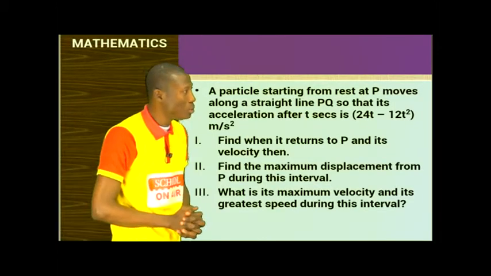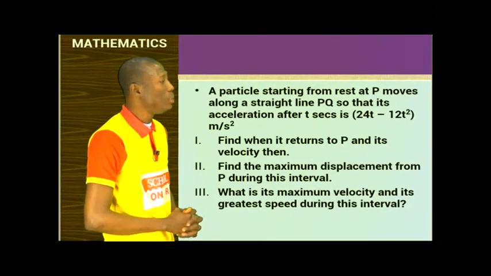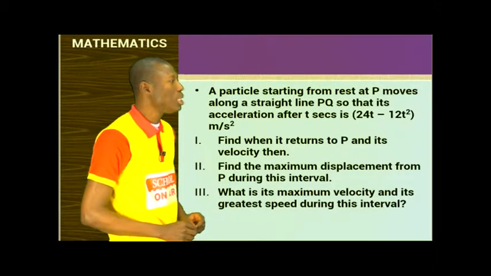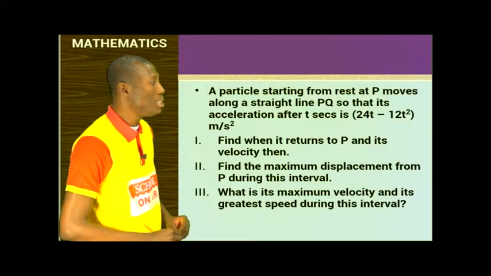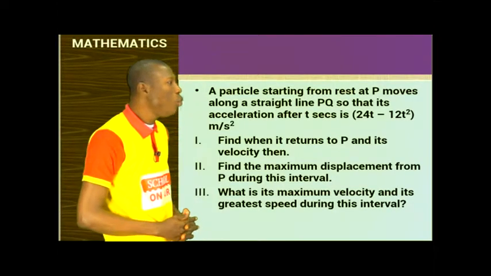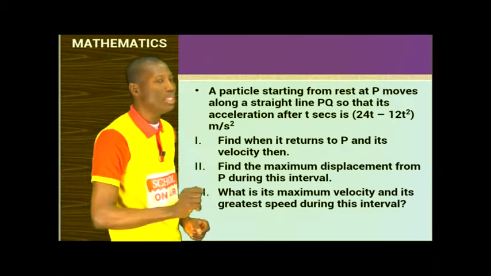Now this is another question. A particle starting from rest at p moves along a straight line pq so that its acceleration after t seconds is 24t minus 12t squared meters per second squared. Number 1, find when it returns to p and its velocity there.